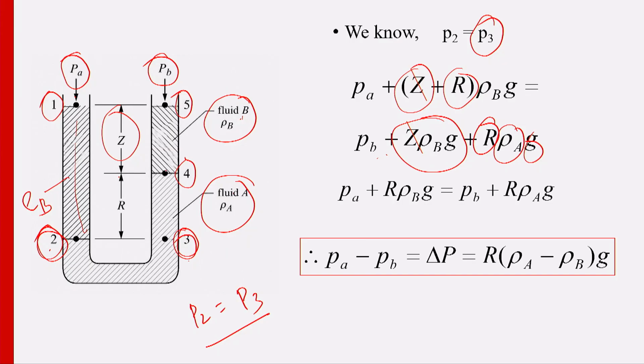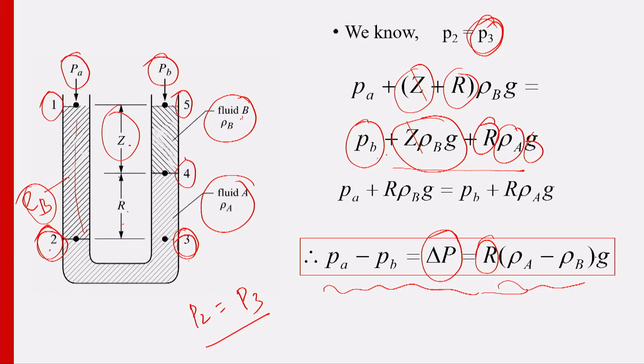So we can write the point P3 equal to PB plus Z, then plus R. That is only what we added here. For this point everything is the same, we are just giving Z plus R, but the density of fluid is rho B. So we make them equal, and finally we get the pressure difference very beautifully: PA minus PB equals the pressure drop delta P, which is R, the height or head, times the density difference into G, since we are using two different densities. This is very simple for the U-tube manometer, which we have explained.